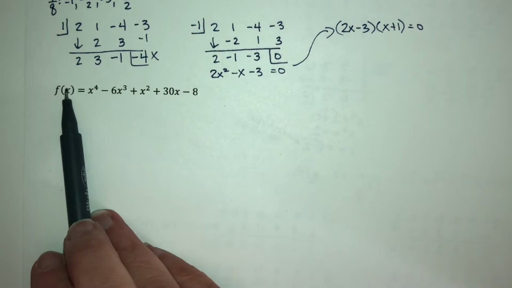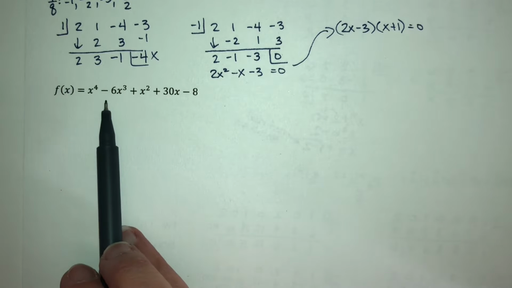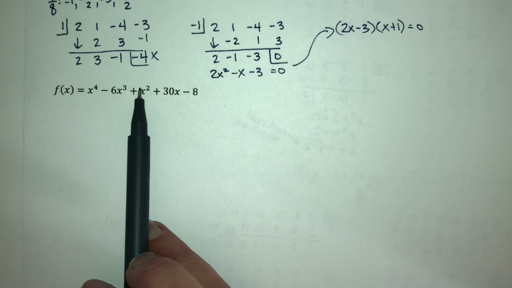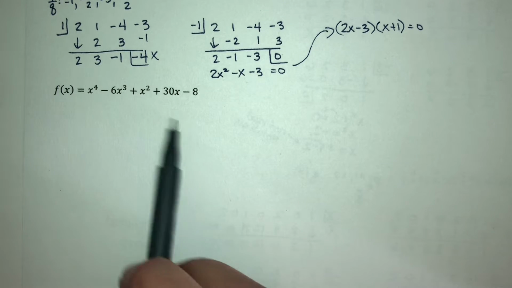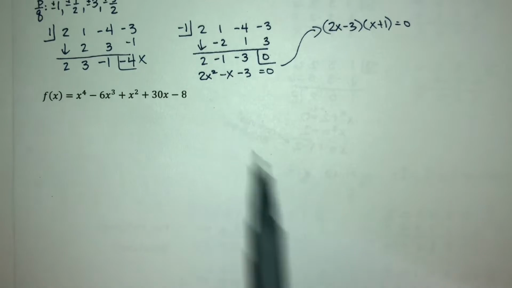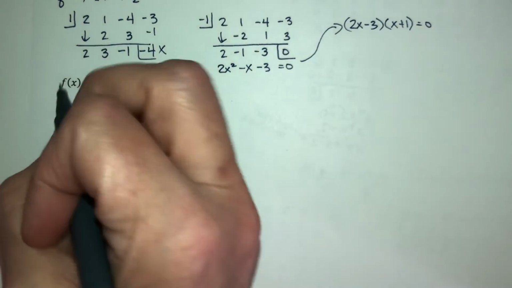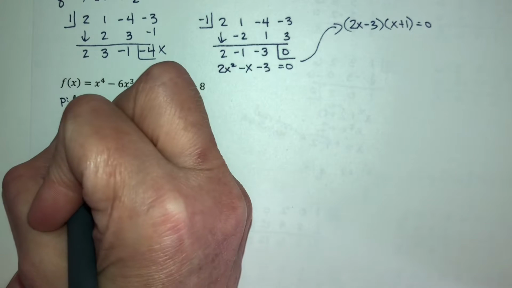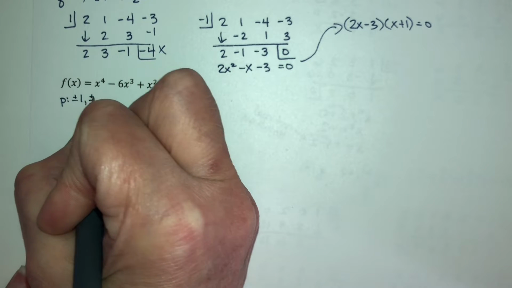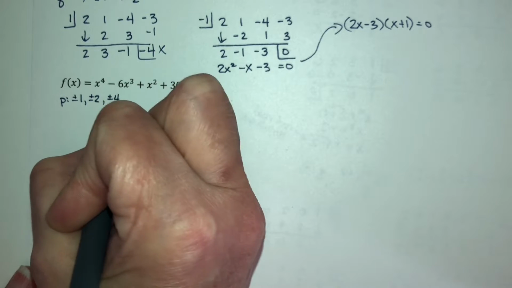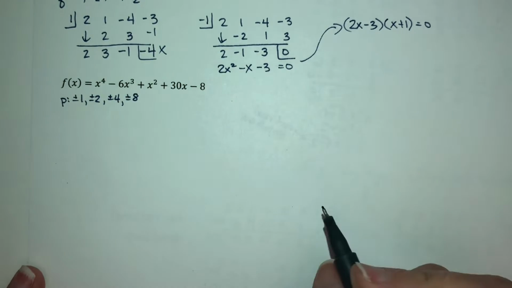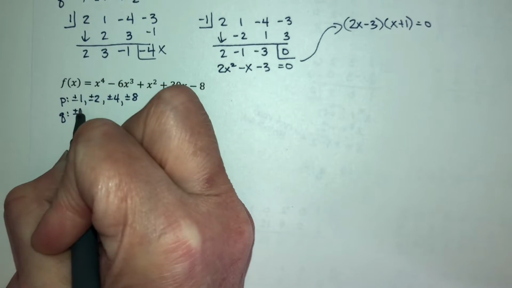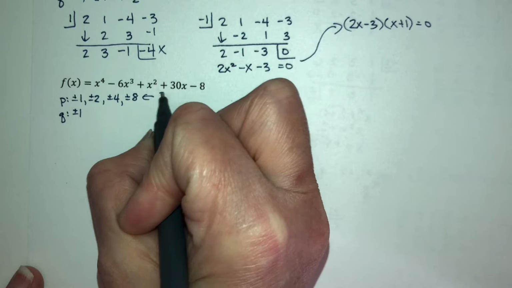So if I have f of x is equal to x to the fourth minus 6x cubed plus x squared plus 30x minus 8, and I want to get this thing factored, I need to find my p over q value so I can start someplace. P comes from 8, so this is 1, 2, 4, and 8. And my q values come from 1, so this is also p over q.